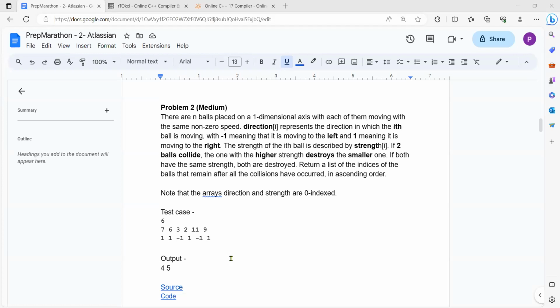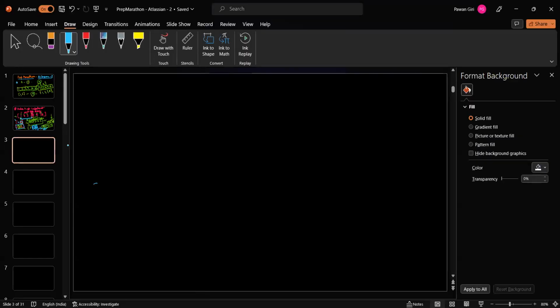Okay, so this type of collision problem is very common. Let us discuss some cases of collision, how this collision actually works. There are multiple balls on a 1D line.